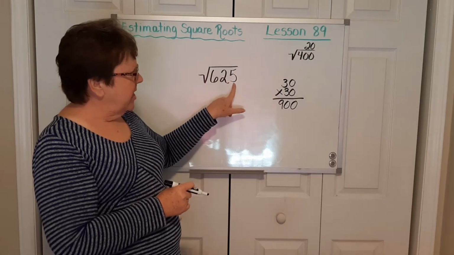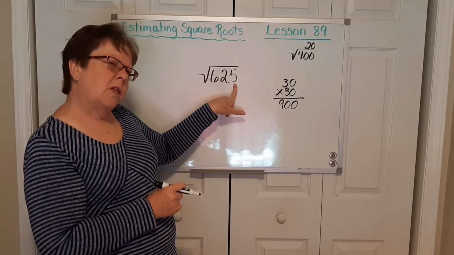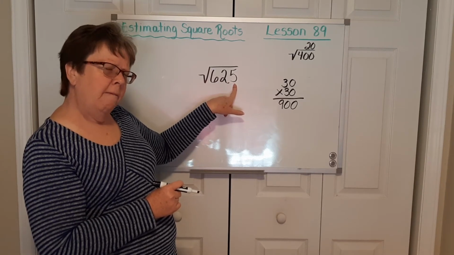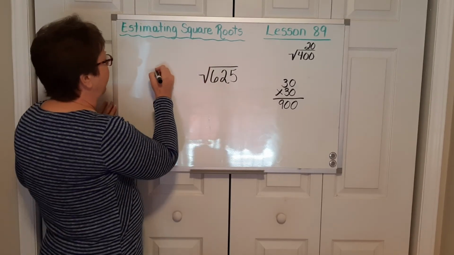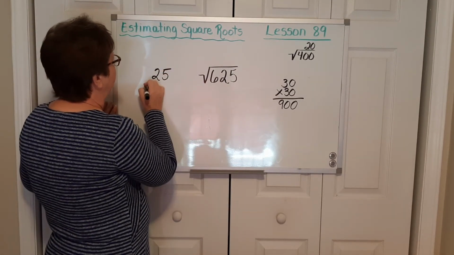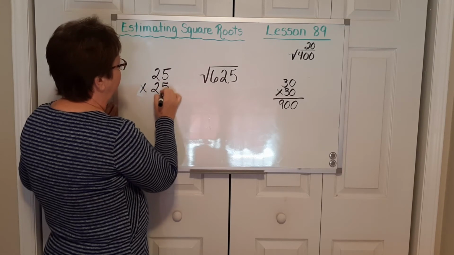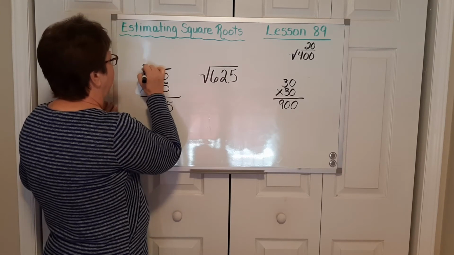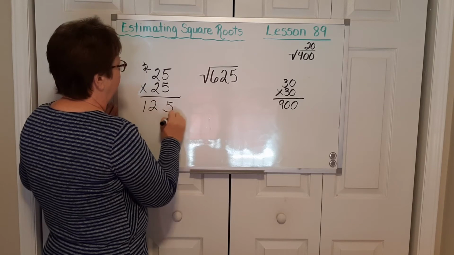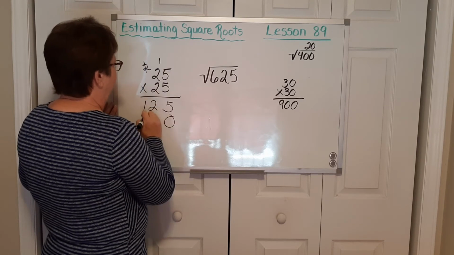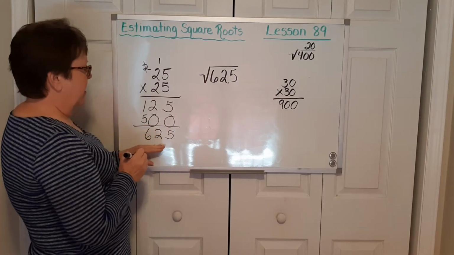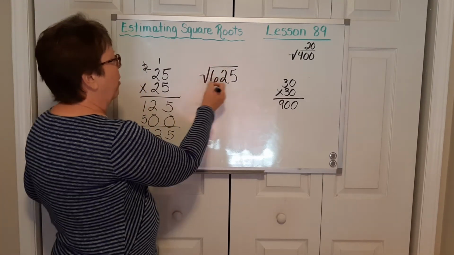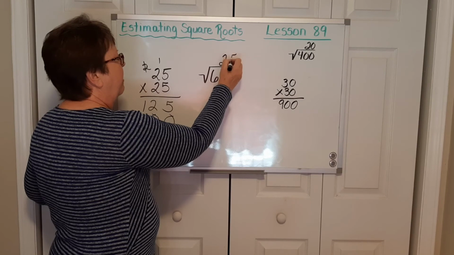And since this ends in a 5, we know it's divisible by 5, right? And it actually ends in 25. Let's try 25. So if we take 25 and multiply it by 25, there it is, 625. So our square root of that is 25.